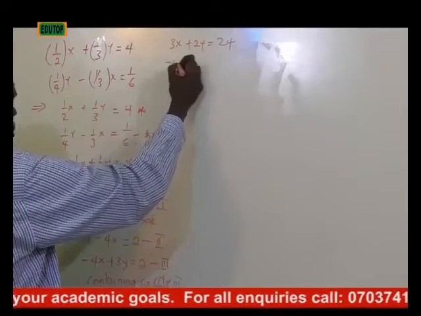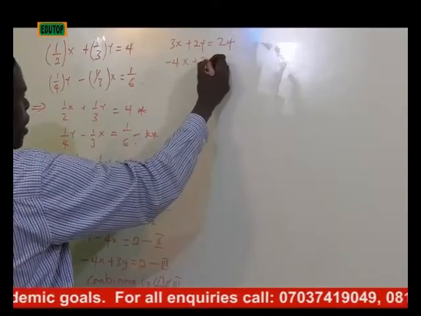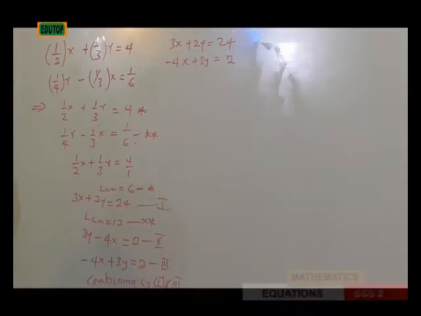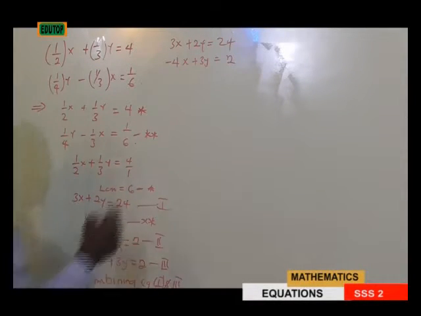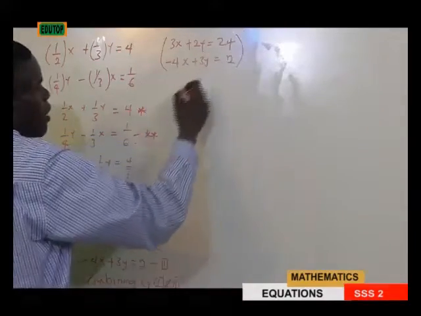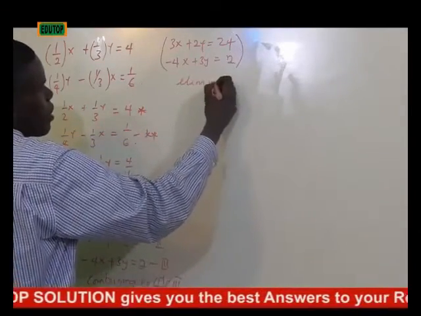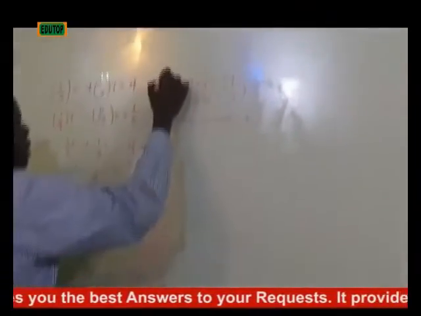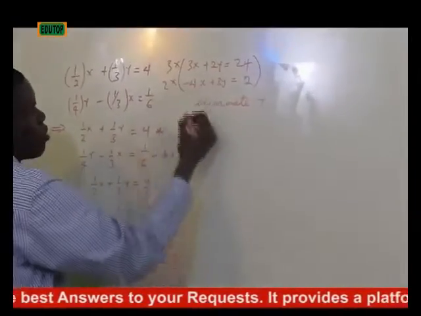Here, I have minus 4x plus 3y equals 2. My interest is to eliminate y first. If I want to eliminate y, so by doing so, I multiply this by 3 and I multiply this by 2.